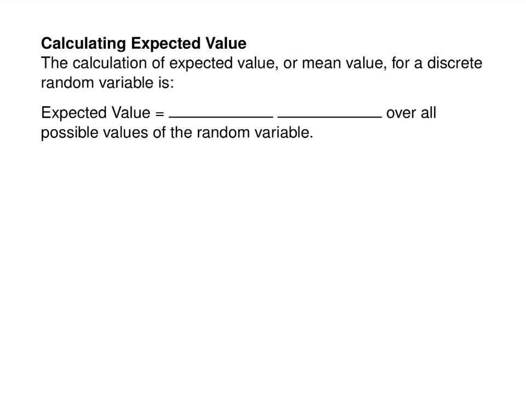And here's how you find expected value. The calculation of expected value, or the mean value, for a discrete random variable, where discrete means that you can list the values as opposed to continuous, is this: the expected value is the sum. There's a typo right there in your notes. There's a little lowercase sigma symbol. I meant to make it a capital sigma, so just cross that off and make it a sigma sign. And then it's x sub i times p sub i.